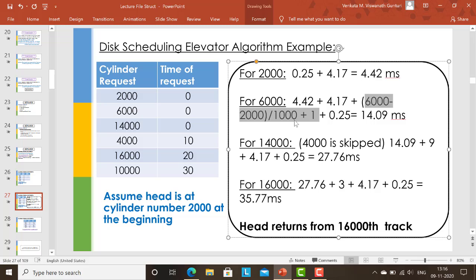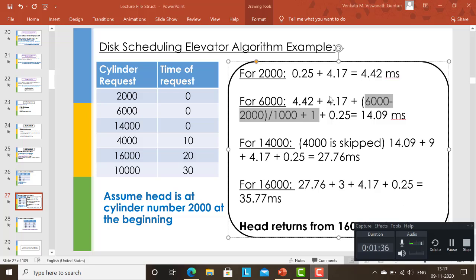Now, once you are on the correct cylinder, as I said, some rotational latency will be there, which is the time required to rotate the spindle such that the sector that you want to read is under your disk head. As I said, in our example we'll assume that it is usually half the disk, so 4.17. So that is why this 4.17 comes, right? So this is the rotational latency.